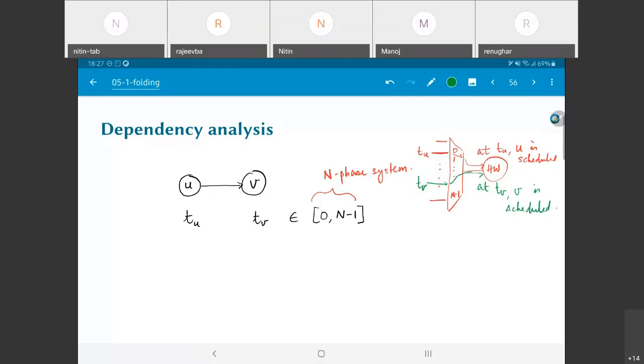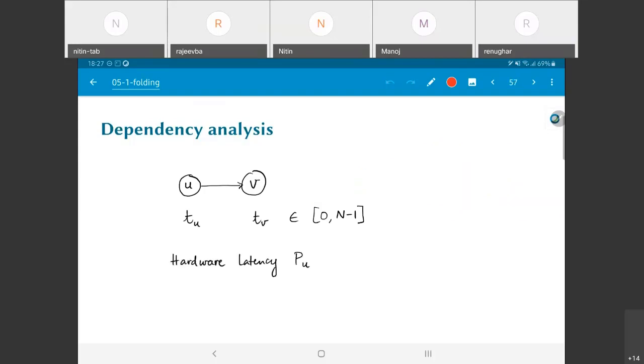So this N phase system essentially means that I have N different possibilities within which I could schedule U and V. There are N different clock cycles in which U or V could be scheduled. And the question that I'm interested in answering is, what kind of constraints do I have on TU and TV? Can they just take any arbitrary values, of course in the range 0 to N minus 1, or are there constraints on what must happen? I'm further going to assume that I have a hardware unit which is capable of executing this, which has a latency given by TU.